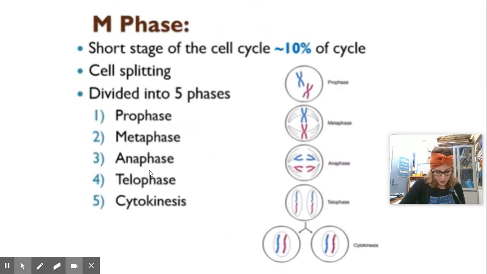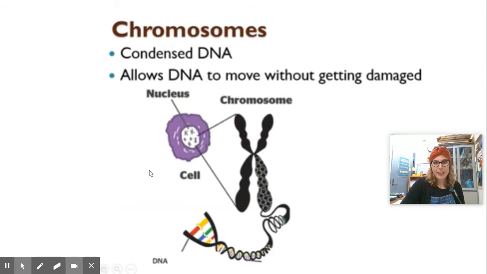Oh, and sorry to fill in your notes here. So it is condensed DNA, and the whole point of it being in this chromosome form is it allows the DNA to move through mitosis without getting damaged.